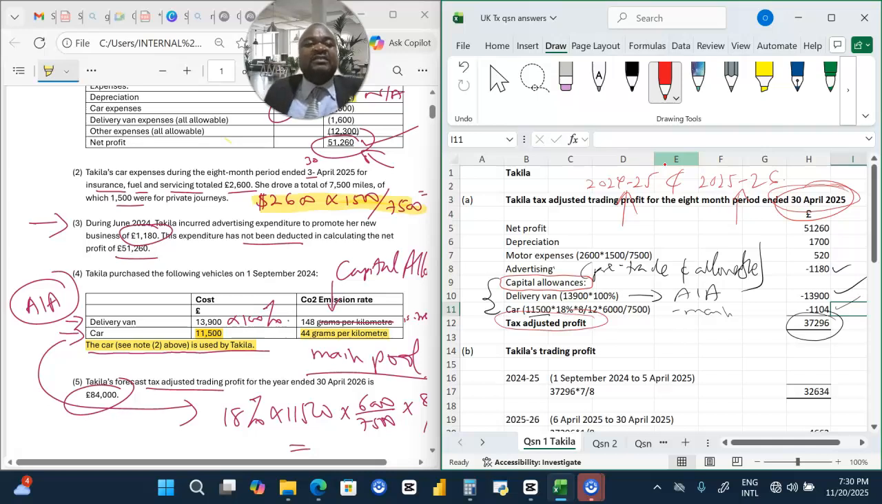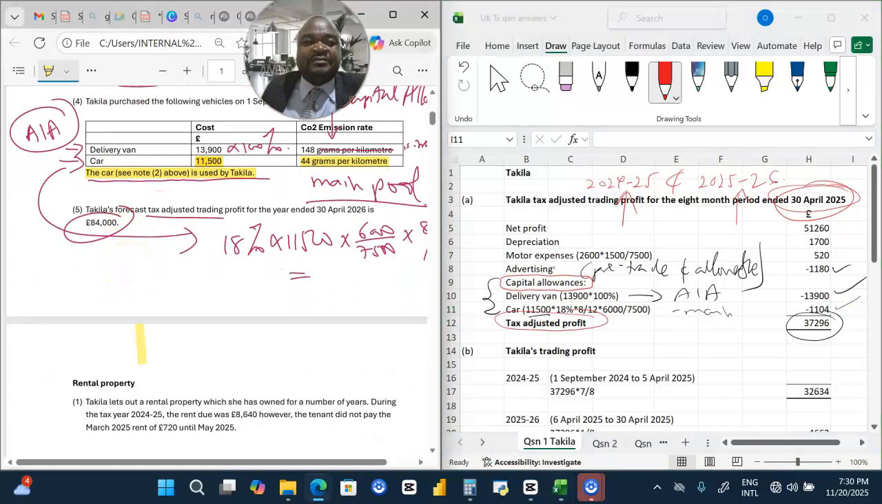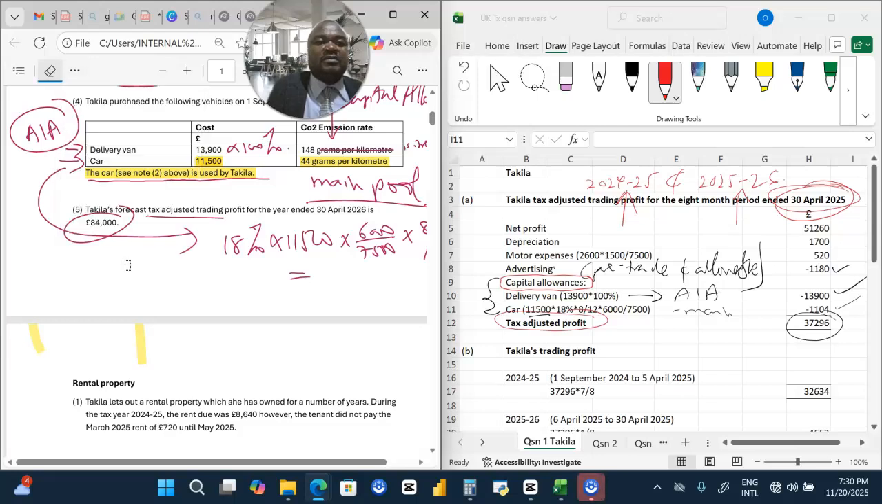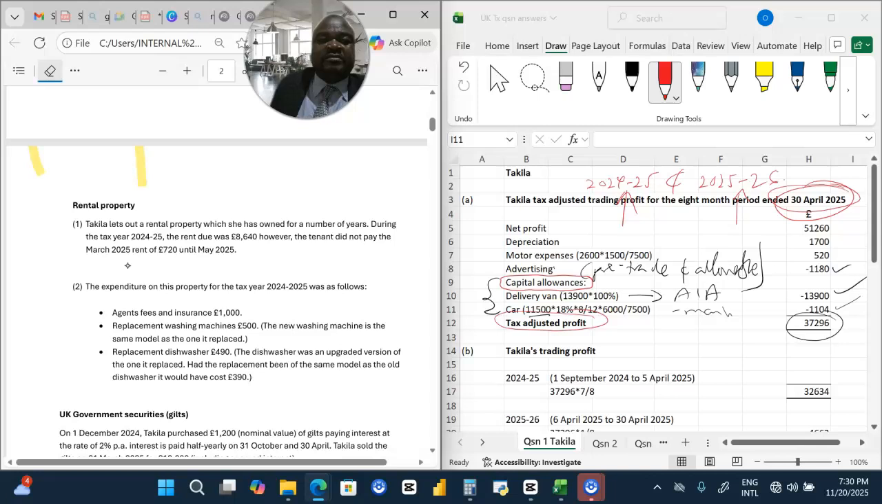So the question for part B is saying, sorry, what's happening? Okay. Is it not moving?